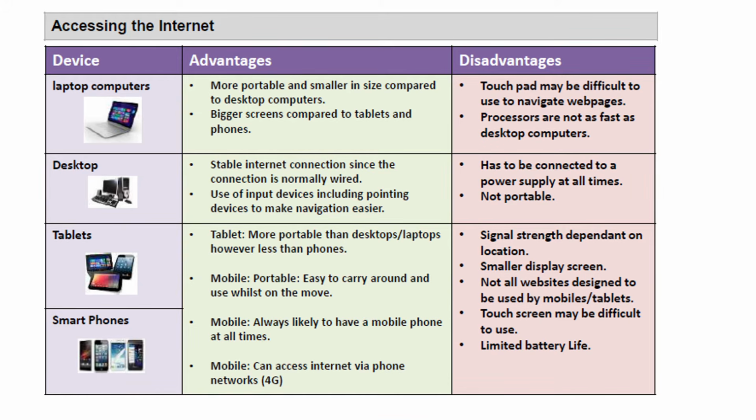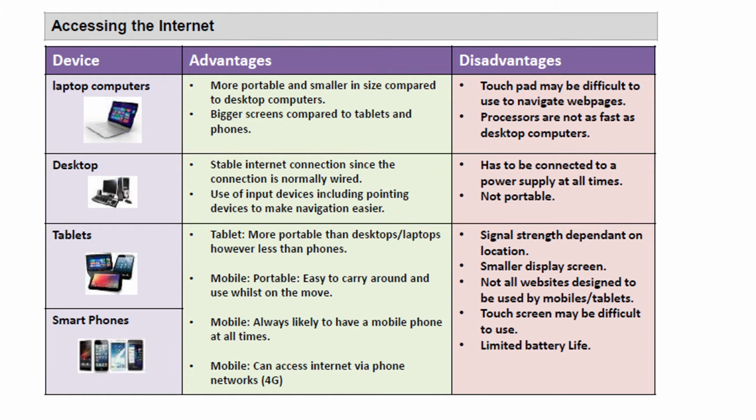Moving on to tablets and smartphones. A tablet is more portable than a desktop and a laptop, however less than a phone. Mobile phones are portable and easy to carry around while you move. You can carry it in your pockets wherever you want. You can have it with you all the time, and can access the internet via phone networks, 4G.